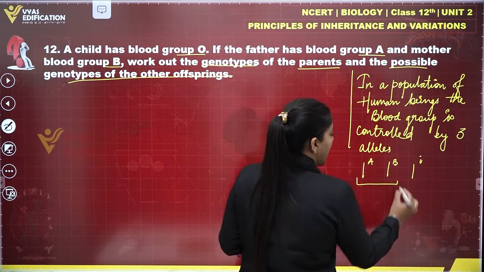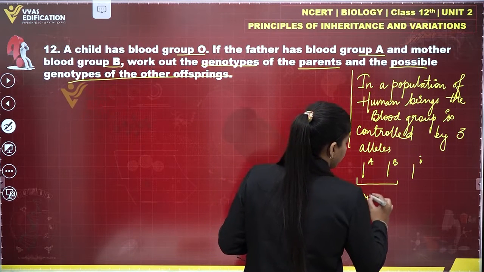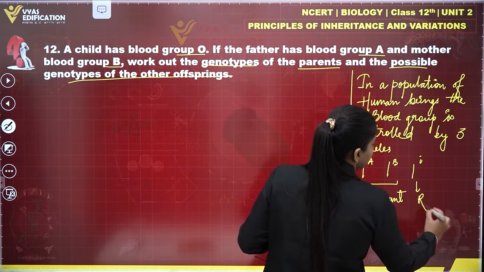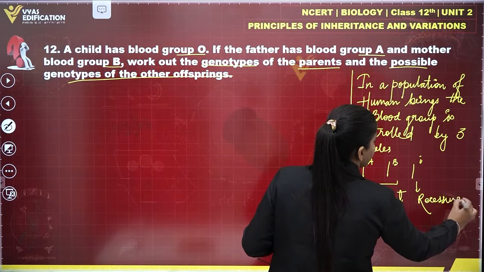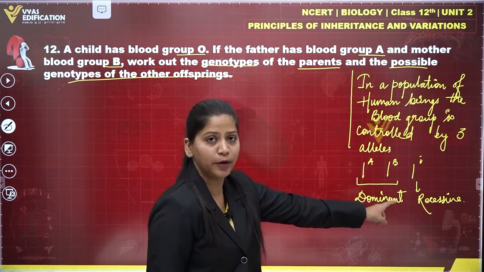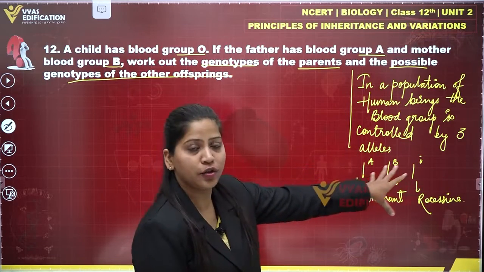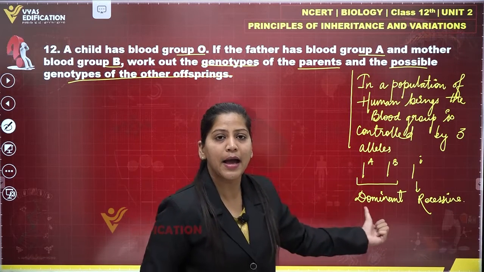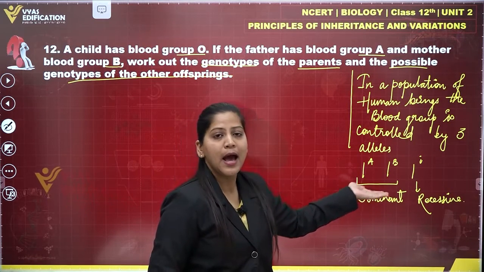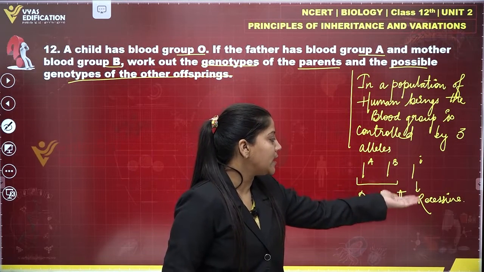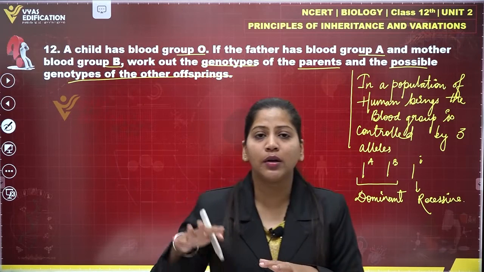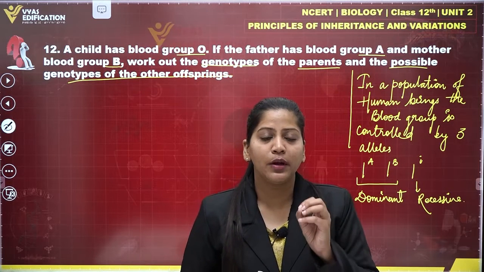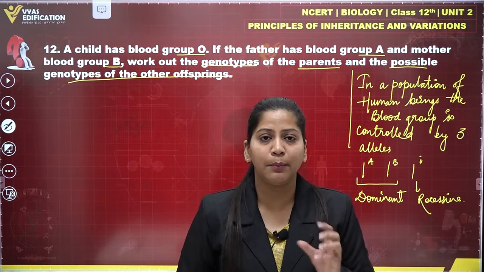So these two alleles, IA and IB, are dominant, and this i is a recessive allele and is going to make O blood group in any individual. So in a population of human beings, the blood group is controlled by three alleles, IA, IB and i, among which IA and IB are dominant and i is recessive. But at the level of an individual, any male or female human, the individual will contain only two alleles which control the blood group system.